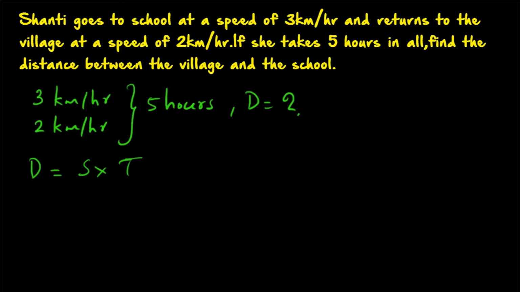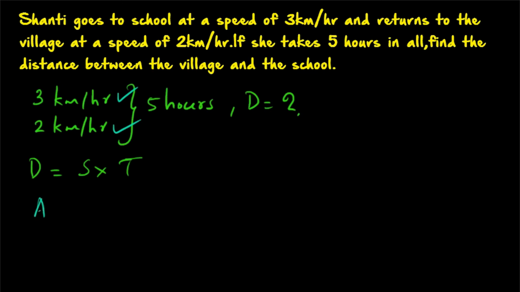Shanti is going from village to school at 3 km per hour and she is travelling back from school to village at a speed of 2 km per hour. So here the important point to note is that the distance covered is same. The distance covered is same at two different speeds, 3 km per hour, 2 km per hour, but the distance covered is same. So you can find out the average speed.